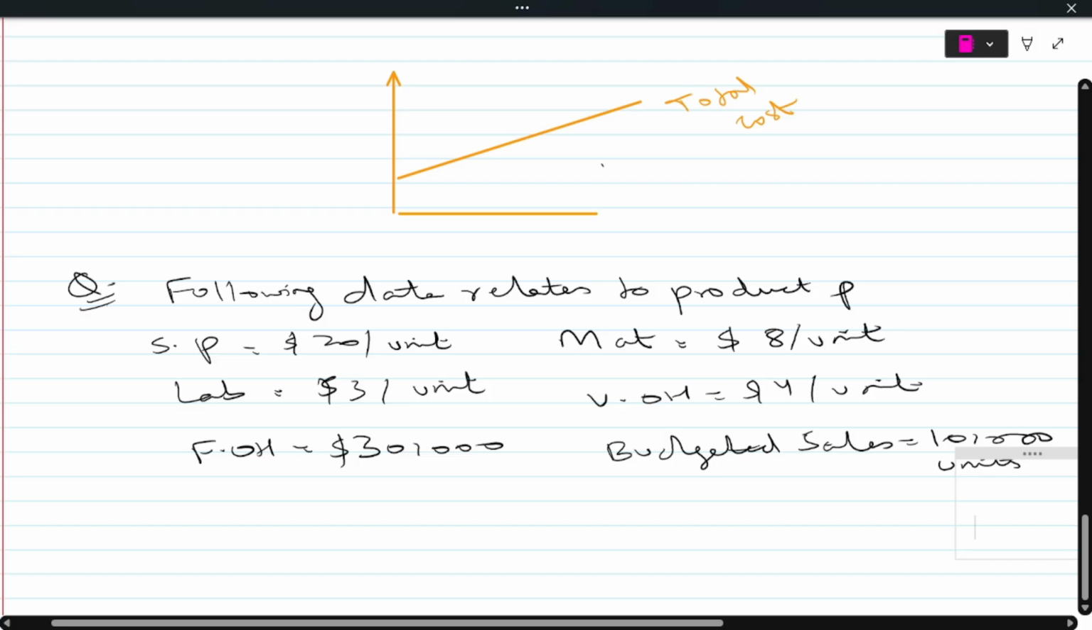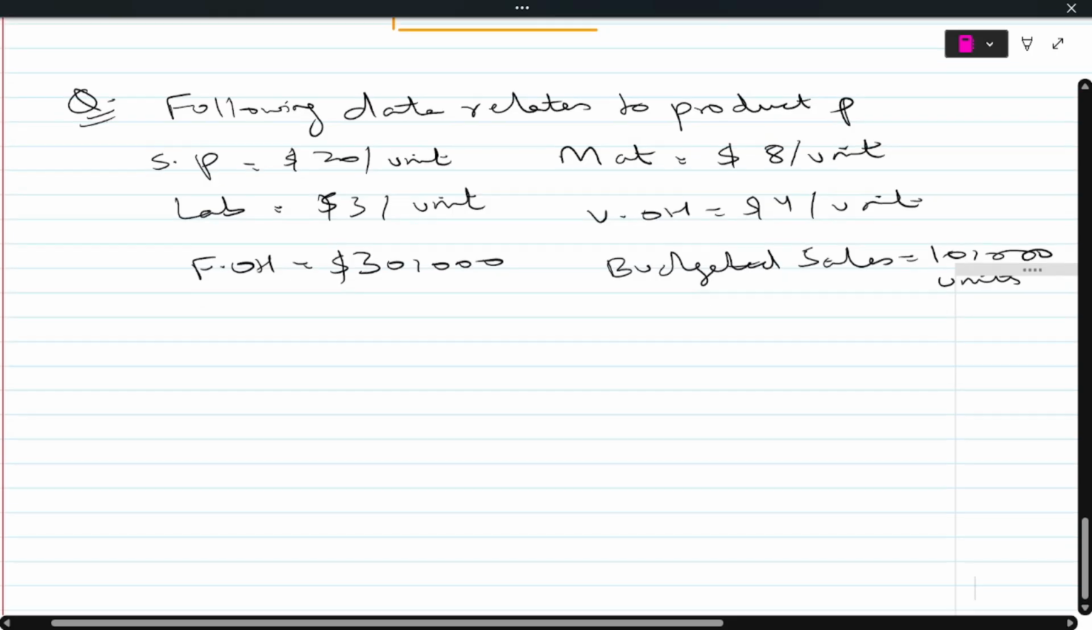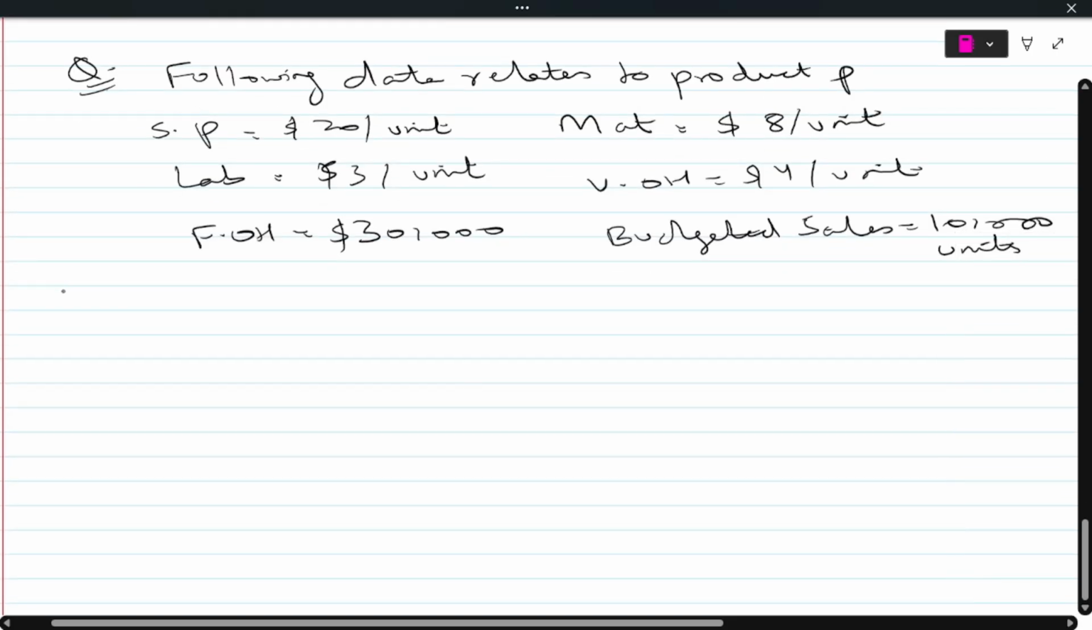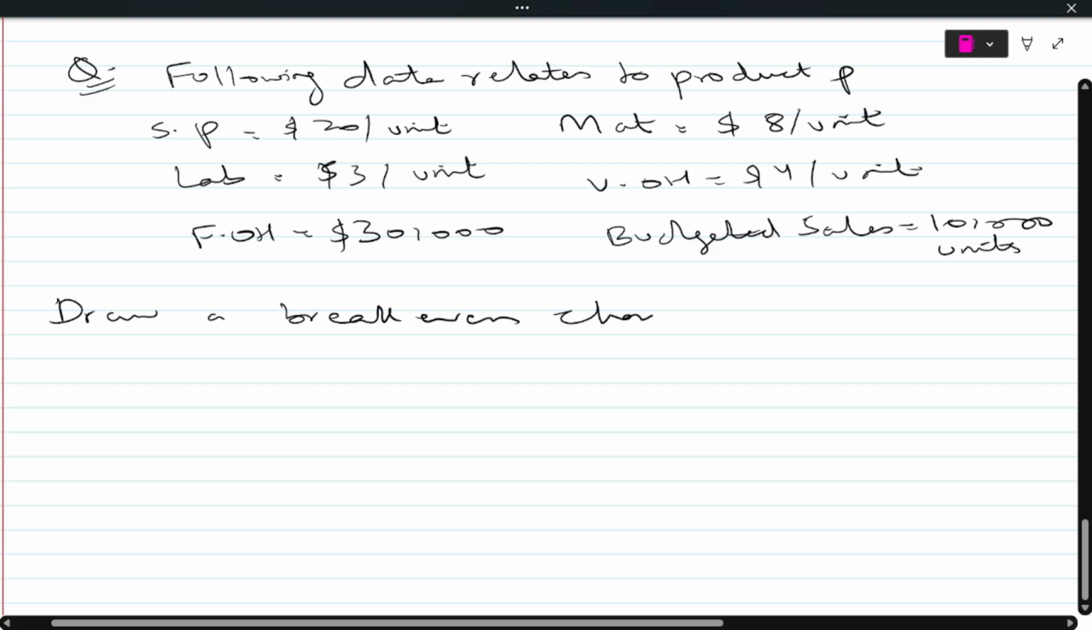You have your selling price, material, variable overhead, labor, fixed overhead, and budgeted sales. Now what does the question want us to do? With all this detail, the question wants us to draw a break-even chart. Again, I'm repeating this: in the real exam, you won't have a question to draw a break-even chart, but you still need to know how it is drawn, what the lines are, and there are some additional things that I'll be telling you later on. You should know all these things in order to attempt the MCQs that would definitely be there.